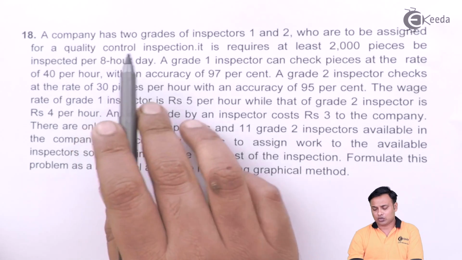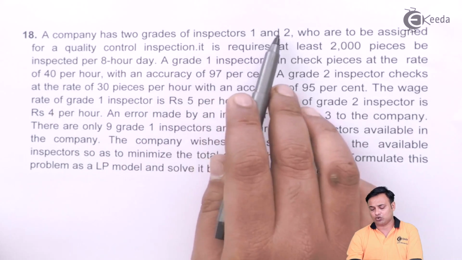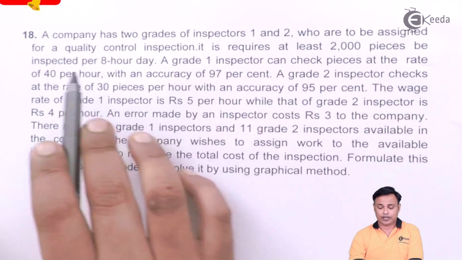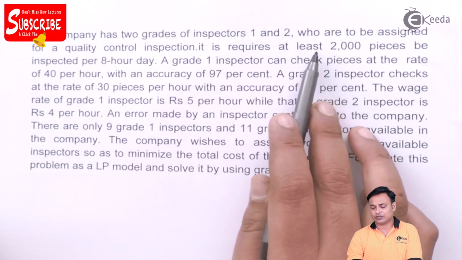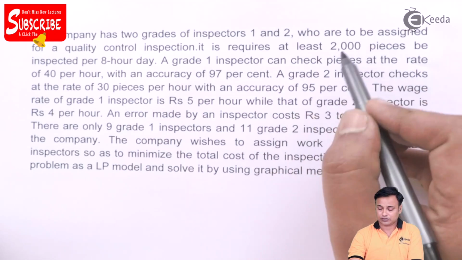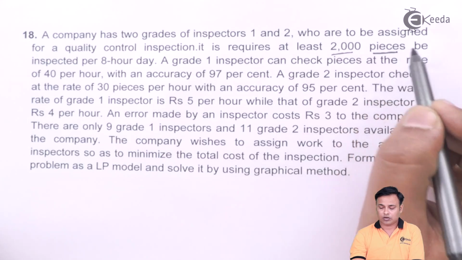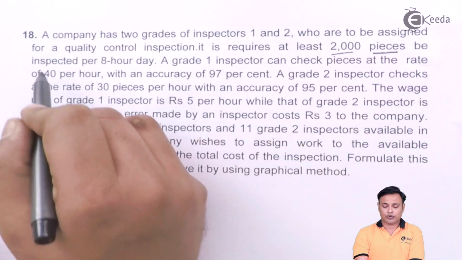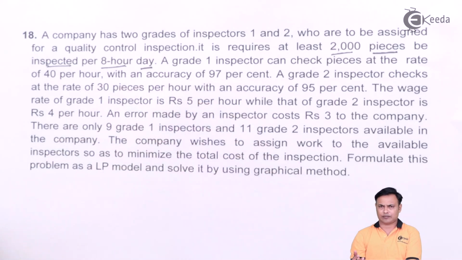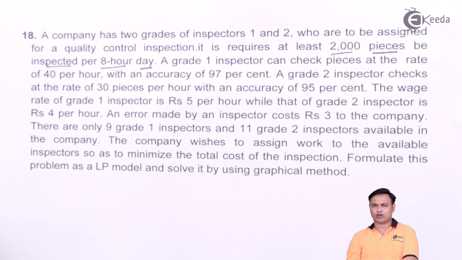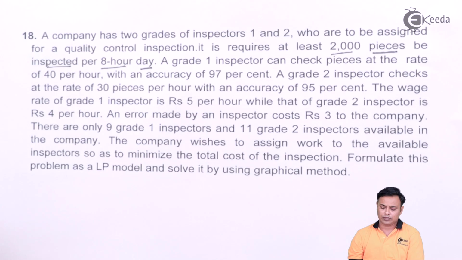A company has two grades of inspectors, 1 and 2, who are assigned for a quality control inspection. It requires at least 2000 pieces or 2000 units to be inspected per 8-hour day. So it is the basic benchmark or the standard they follow, that minimum 2000 pieces should be checked on a single day of 8 hours.